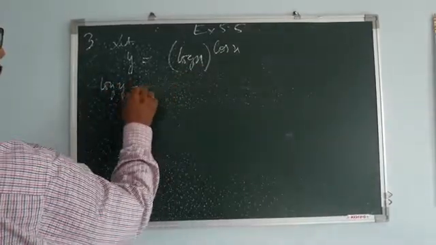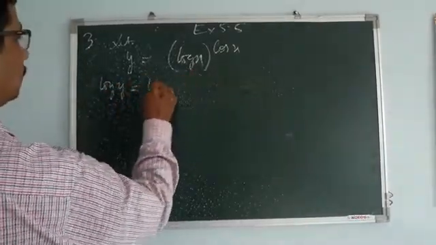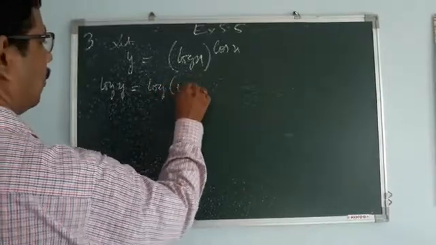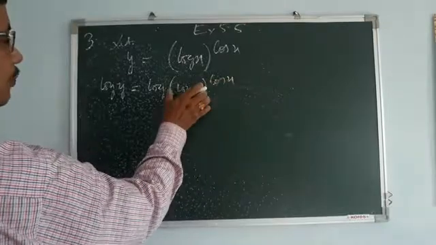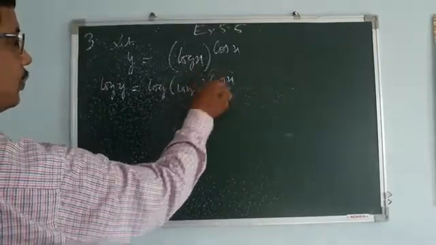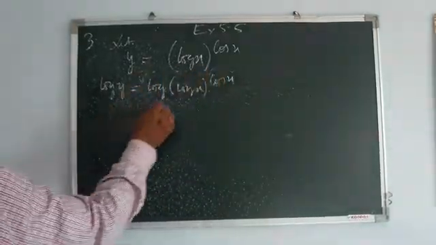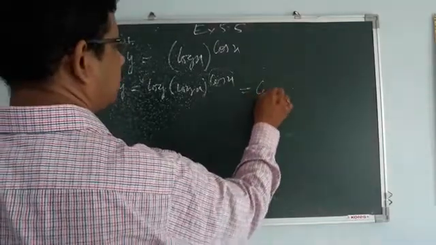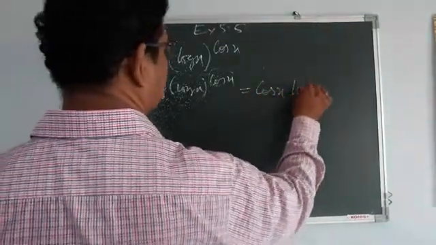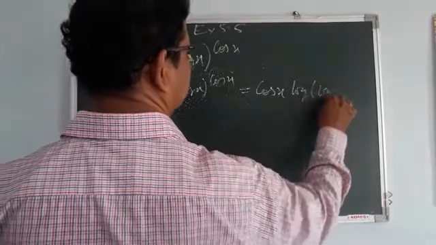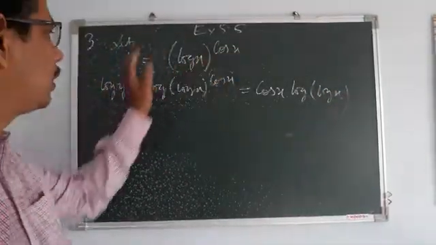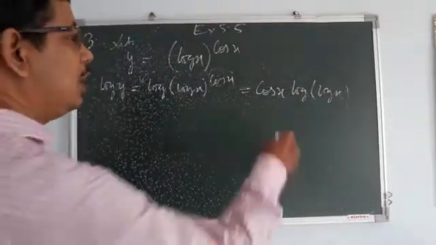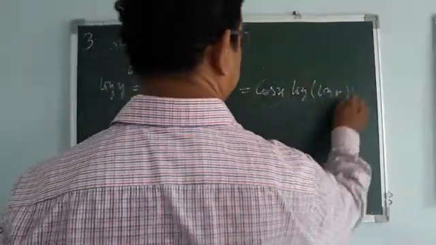this will be what? Log y equals log of (log x) to the power cos x. Here you see that cos x is the power of some term, so of course it will come before that one. So this will be cos x log(log x). What we have done: when we have introduced log, this power comes in front. Now this is one term, this is another term.